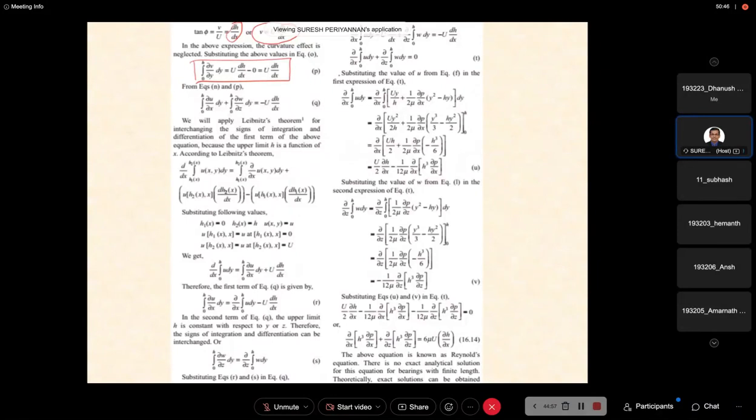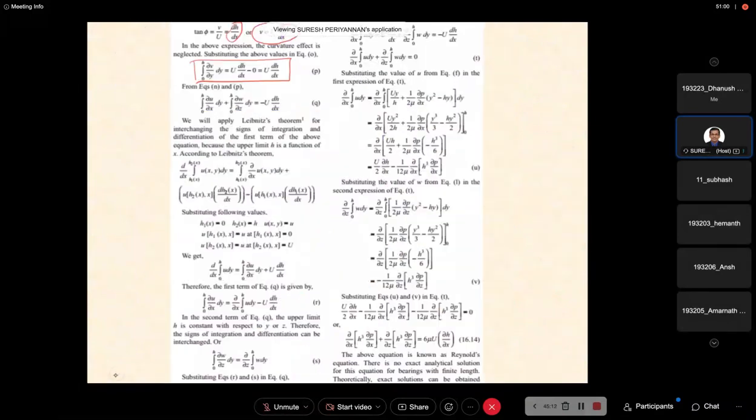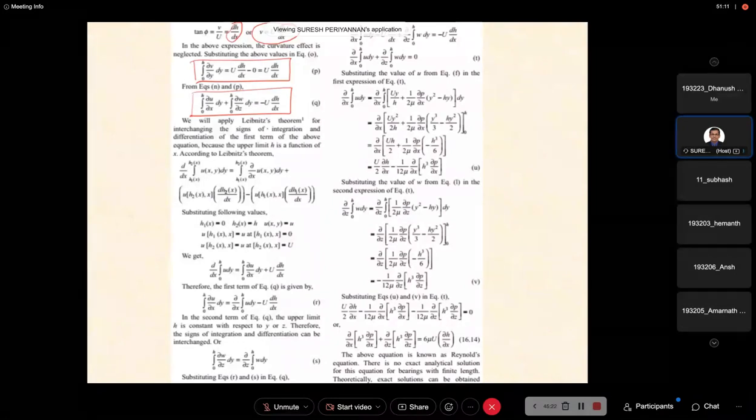From this relation, what is our original equation? Our incompressible equation. In the y direction, we assumed that the fluid is incompressible, right? This is our original equation, where it is n. Substitute again n. Finally, we are getting this equation. Now this equation we would like to derive and simplify, solving it using the Leibniz theorem.